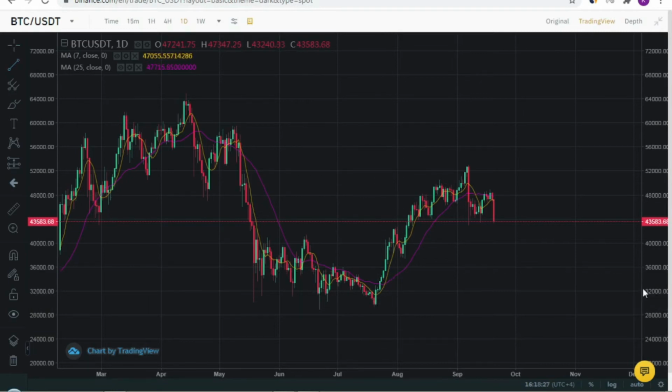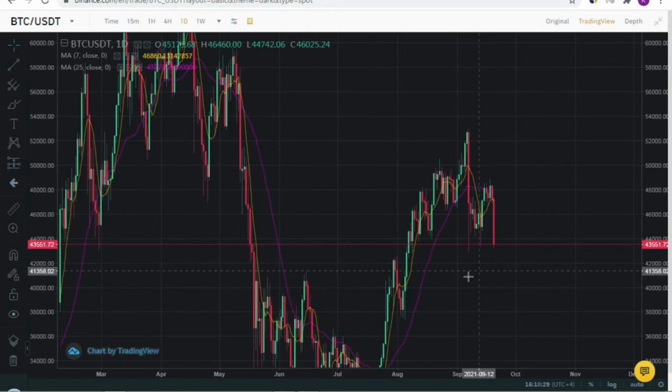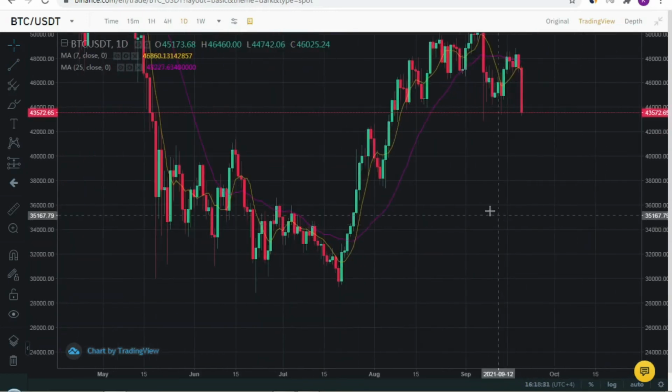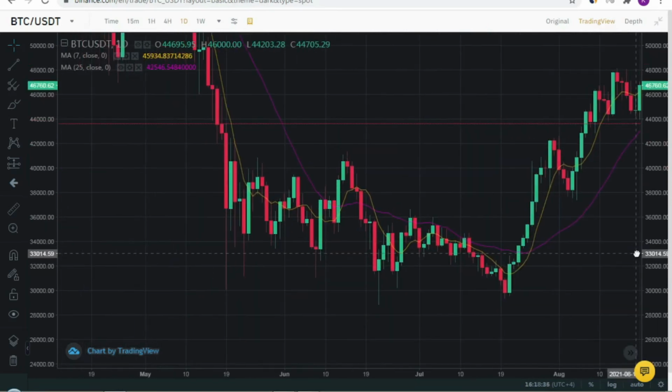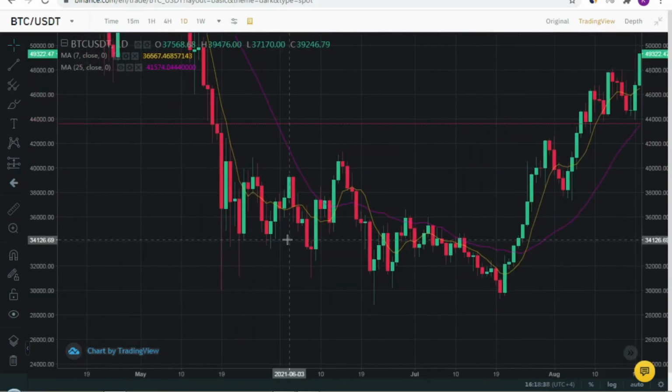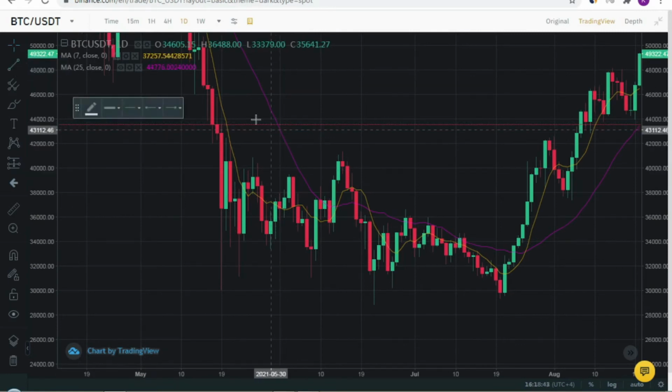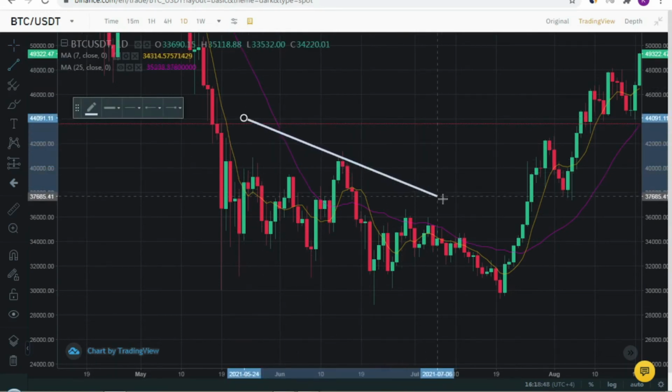Let us increase the size of this stuff for these lines. Okay, let's increase it so that you see how it goes. All right, so here, how do we draw these lines? We start from here and draw our resistance line like this.